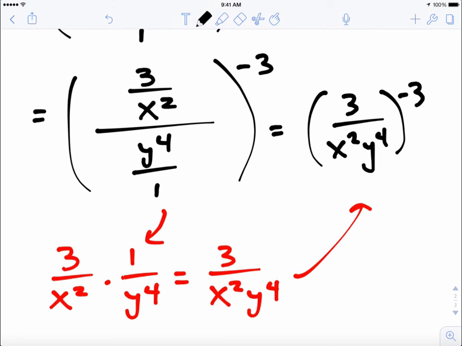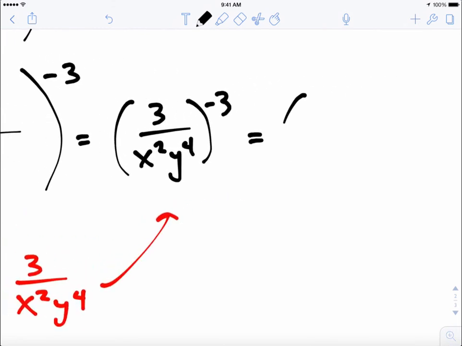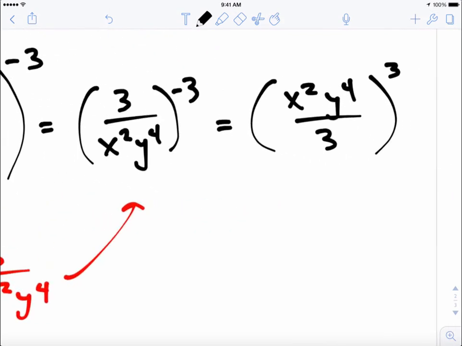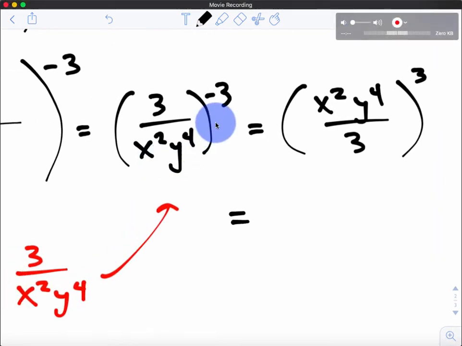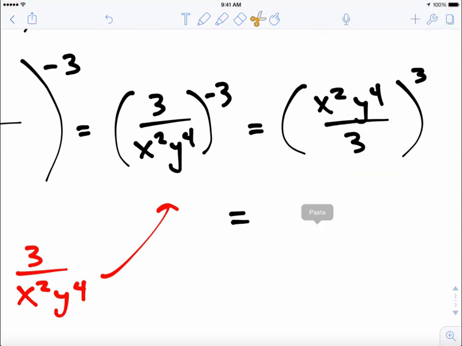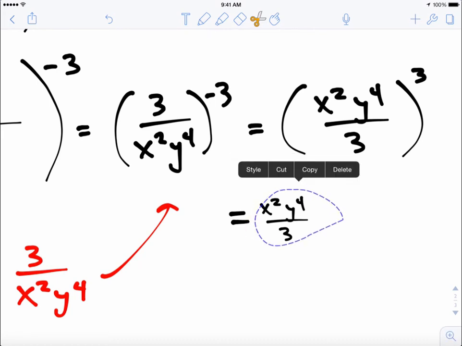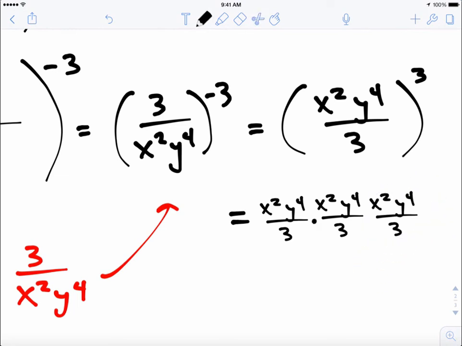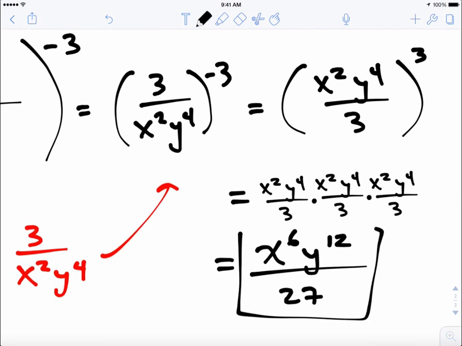All right, we know what it means to raise something to the negative 3rd power. It means take the reciprocal of that base, switching the numerator and denominator, and raising it to the 3rd power. I hope we feel comfortable taking care of this. We're going to have this whole base being multiplied by itself 1, 2, 3 times. And you are always welcome to write it out. So we have x to the 6th, y to the 12th over 27 is our final expression in this case.